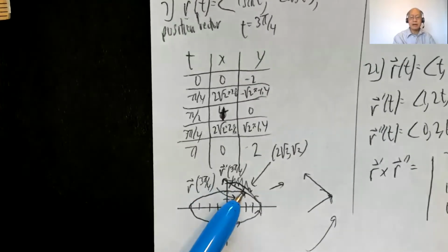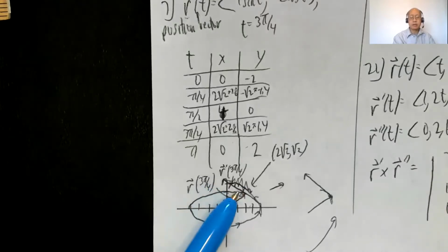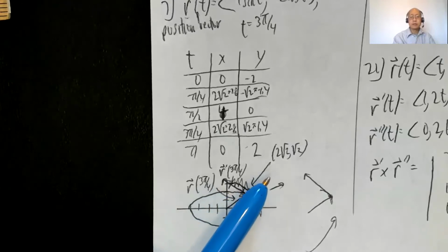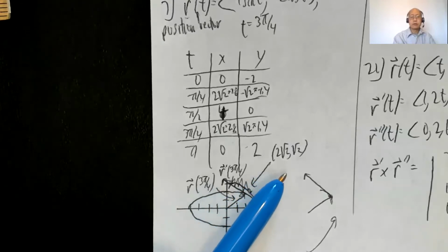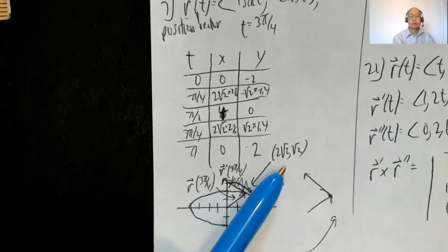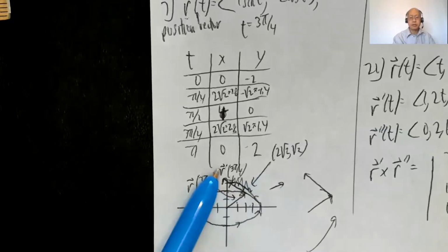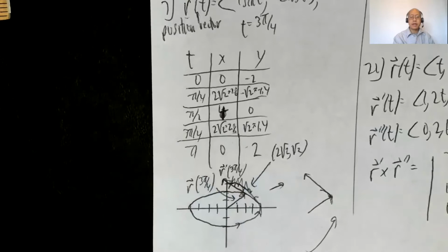So at that instant in time, that's the position vector. So the point is 2 radical 2, radical 2. But this would be the tangent vector.